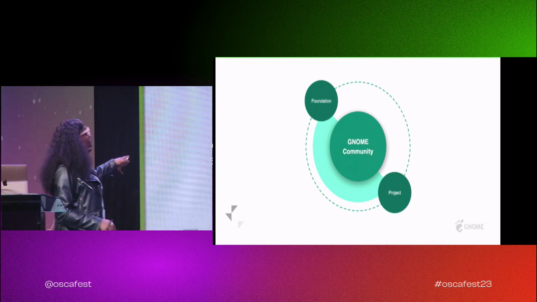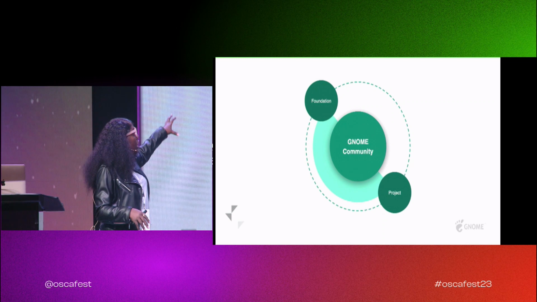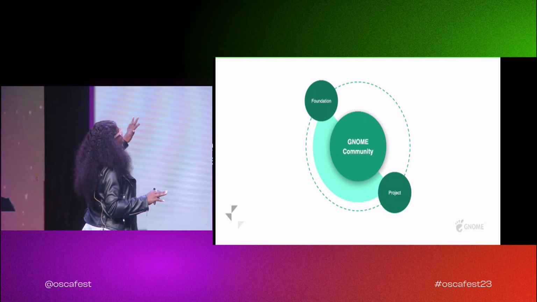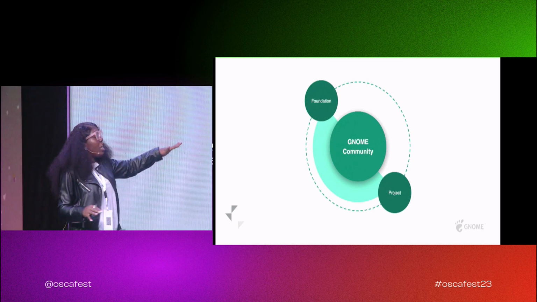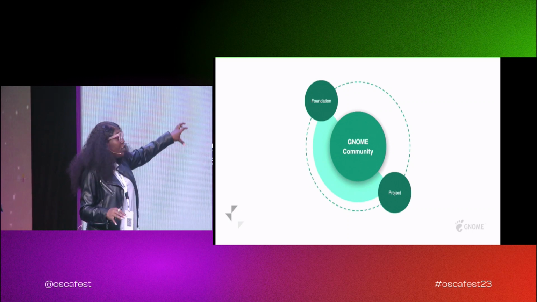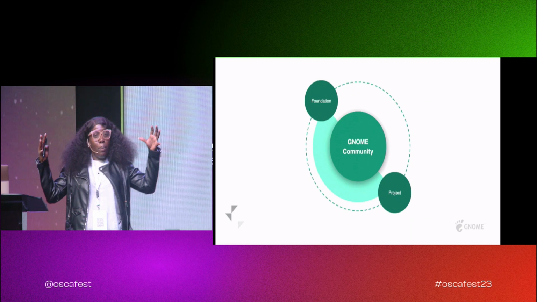So in the GNOME project, we have the GNOME community, like I earlier said, then we have the foundation and the project. Regardless of whether you are interfacing with the foundation or you're just a contributor to the project, you are part of the GNOME community, and they are the larger part of the people that make up the GNOME project.